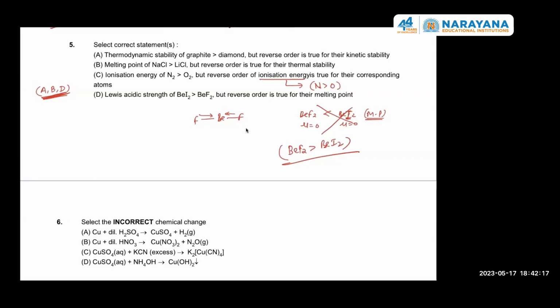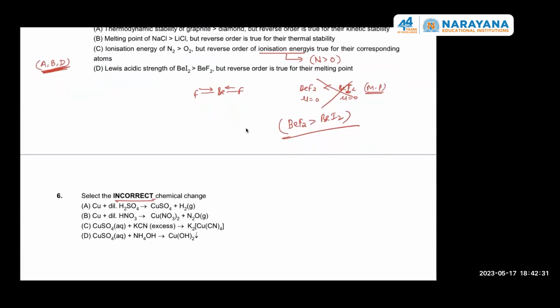Okay. In case of copper, dilute acids do not displace hydrogen, do not liberate hydrogen gas, right? So we have to find the incorrect statement. For less reactive metals, hydrogen gas is not liberated in the presence of dilute H2SO4. So A is incorrect. In case of dilute HNO3, NO is actually formed, not N2O. So it is also wrong.